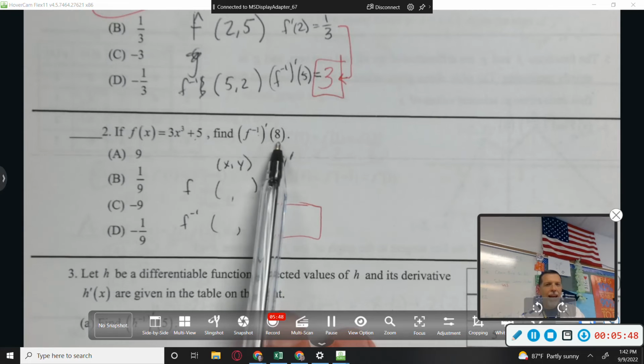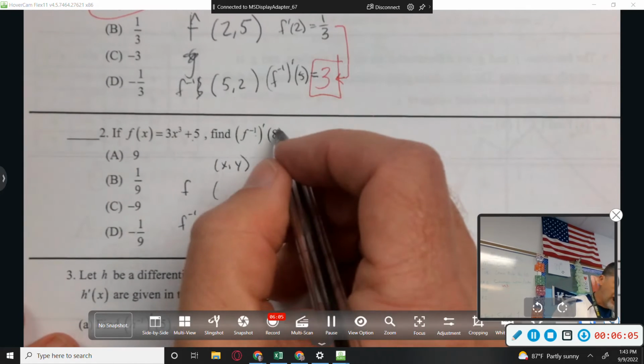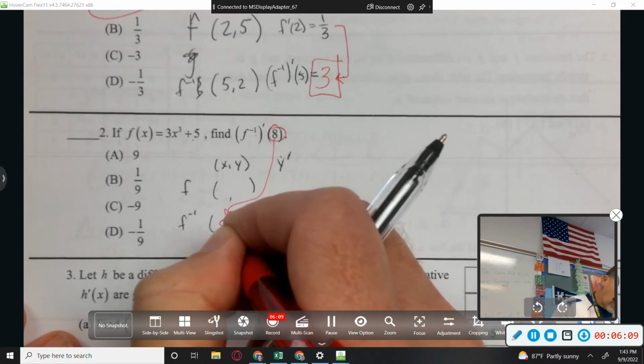Okay, it gives me that 8. Where the heck does the 8 go? I have an idea. Is that 8 an x value or a y value? An x value. An x value for which function? The f or the inverse? The inverse. So that 8 goes right there.